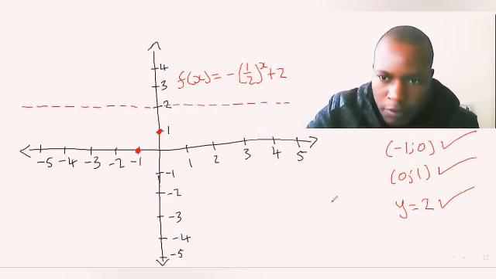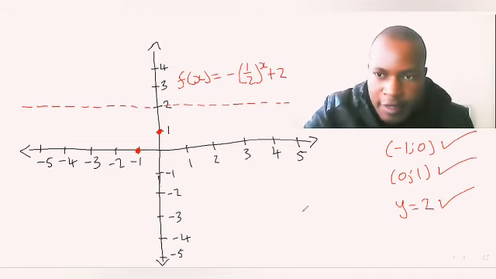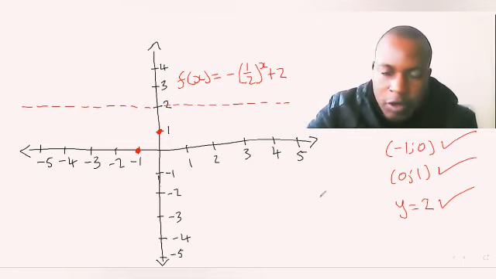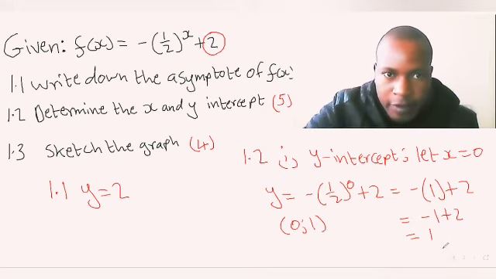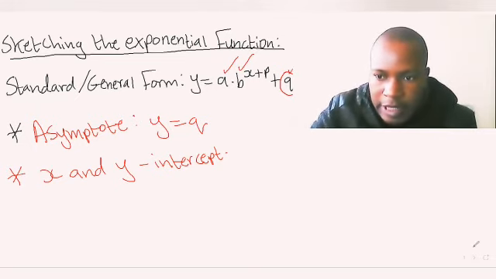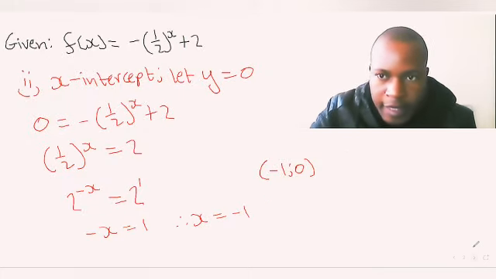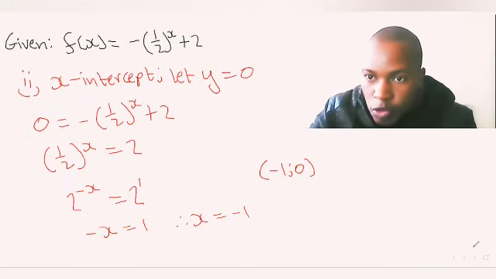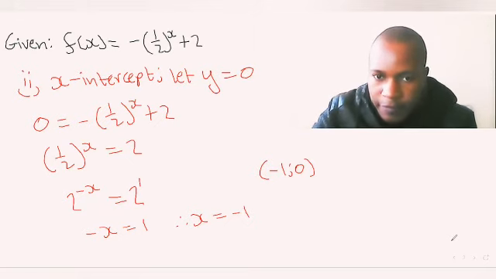Also, just note before we sketch the function itself that it's not always that you will find the x-intercept. In some cases, the graph will not have the x-intercept, depending on the values of a and b, as well as the value of q. That would depend entirely on whether a, b, or q are negative or positive.